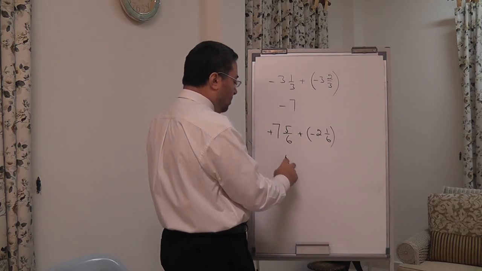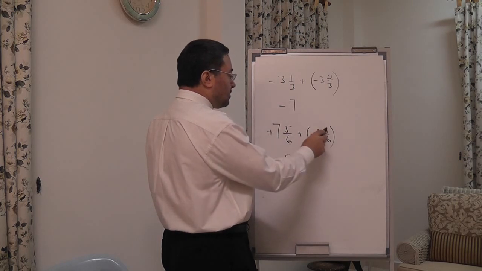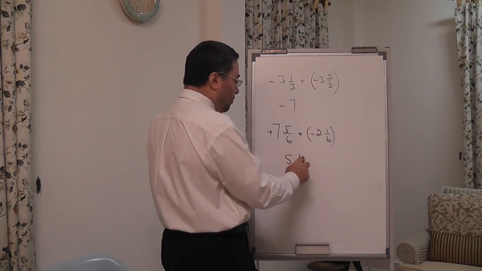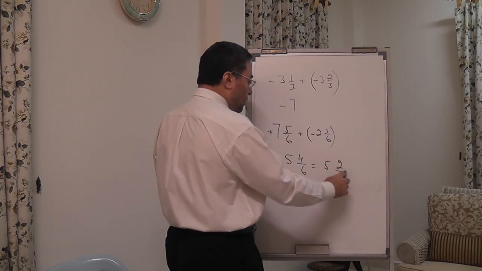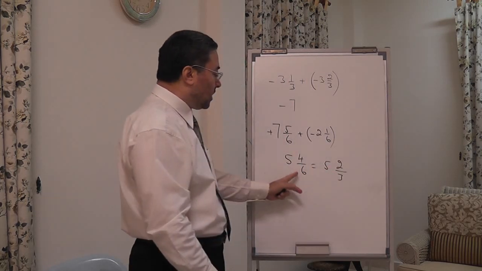7 minus 2, that will be 5. And 5/6 minus 1/6, that will be 4/6. And that will be equal to 5 and 2/3. You can divide up and down by 2.